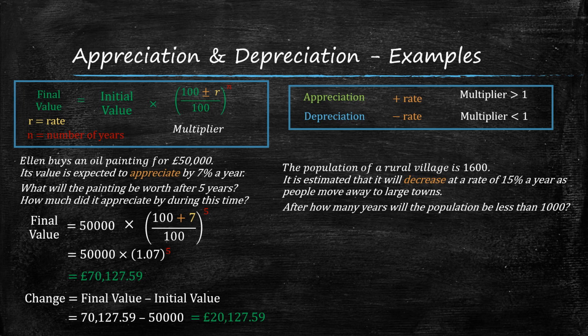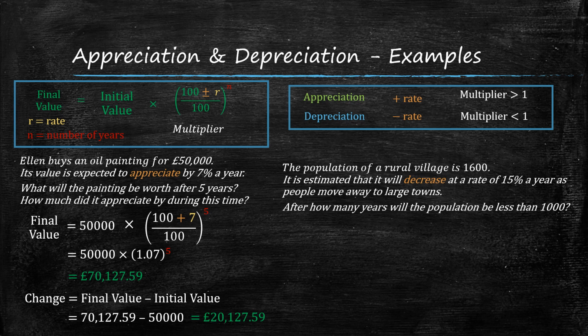Okay, our next example, or final example, is a little bit different. The population of a rural village is 1600. It is estimated that the population will decrease at a rate of 15% a year as people move away to large towns. So it will decrease, so this is a depreciation question. After how many years will the population be less than 1,000?